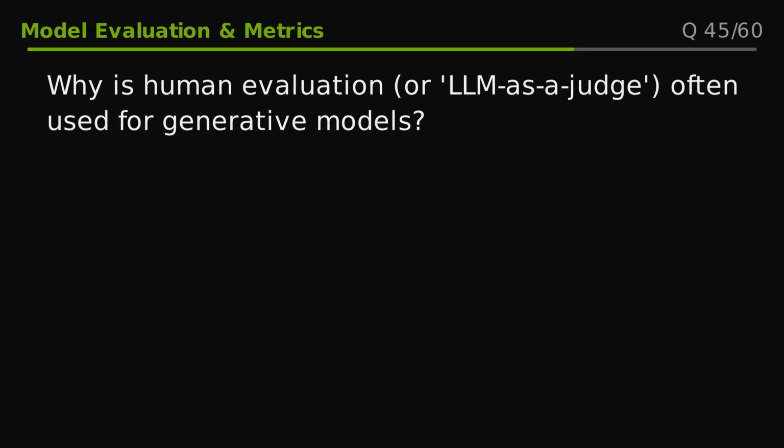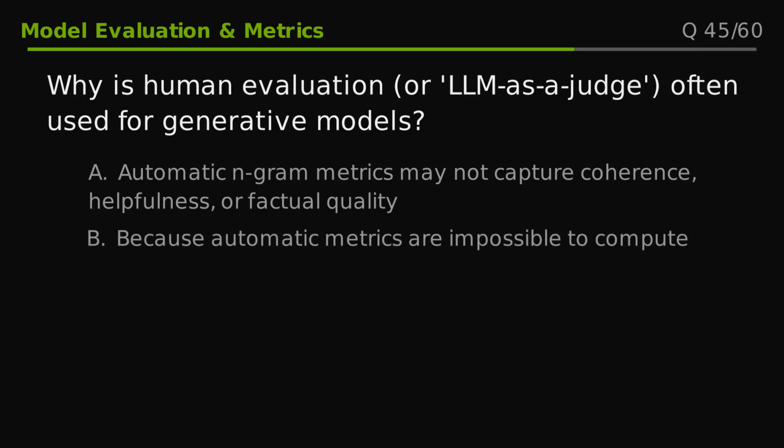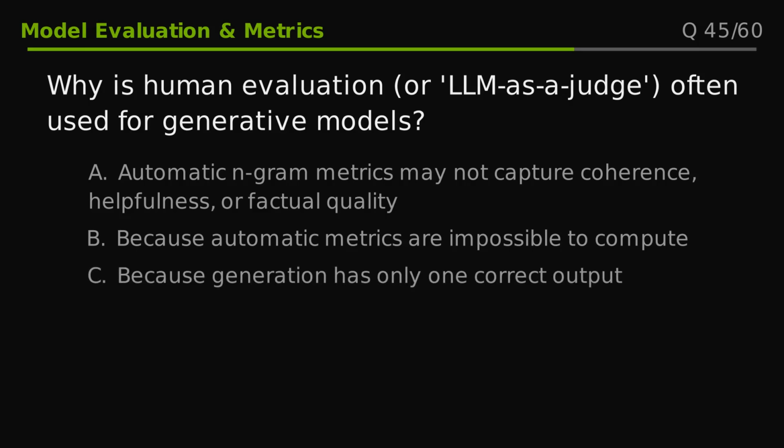Question 45. Why is human evaluation, or LLM as a judge, often used for generative models? Option A, automatic n-gram metrics may not capture coherence, helpfulness, or factual quality. Option B, because automatic metrics are impossible to compute. Option C, because generation has only one correct output. Option D, because humans cannot read text.